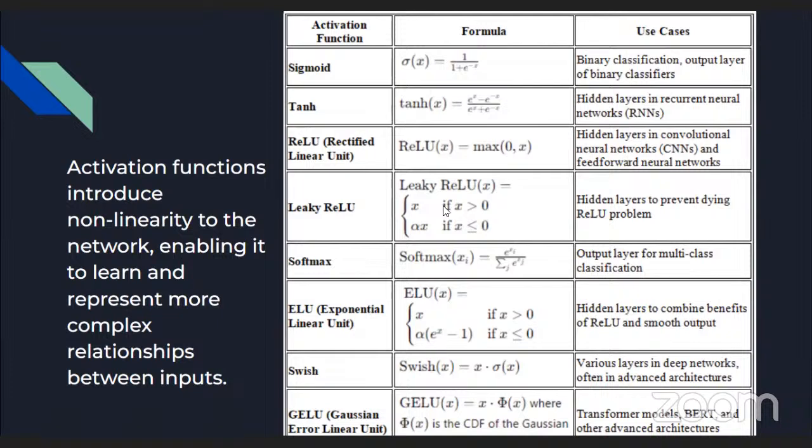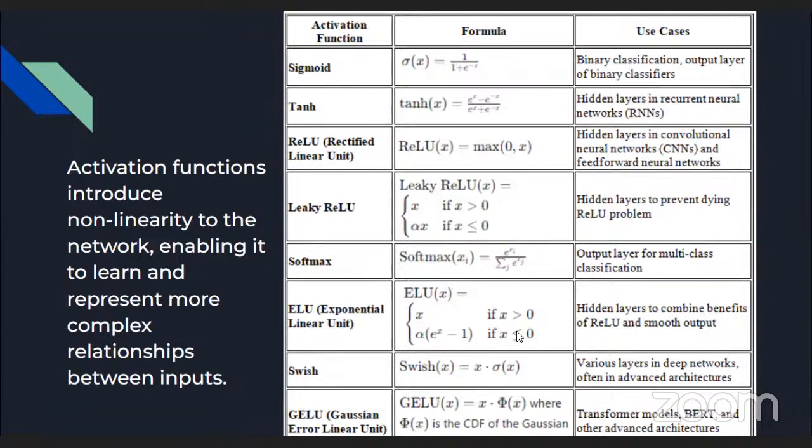Then there is TANH, there is ReLU, there is leaky ReLU, there is softmax. Softmax is used in multi-class classification in the output layer. Most of the times we will be using ReLU when we implement convolutional networks. Usually it is used in the hidden layers of CNN. We have ELU, we have swish, we have GELU.